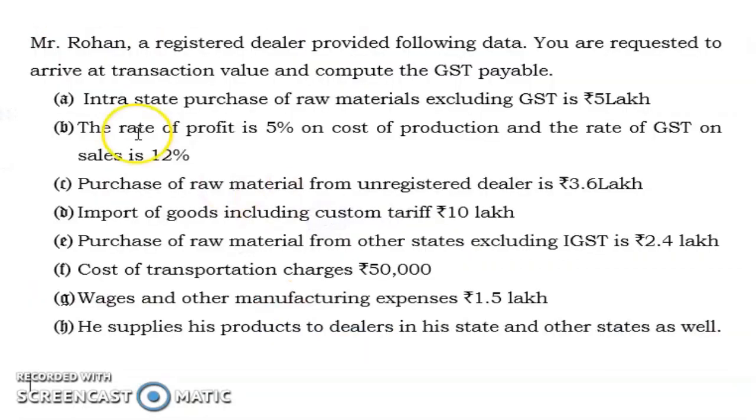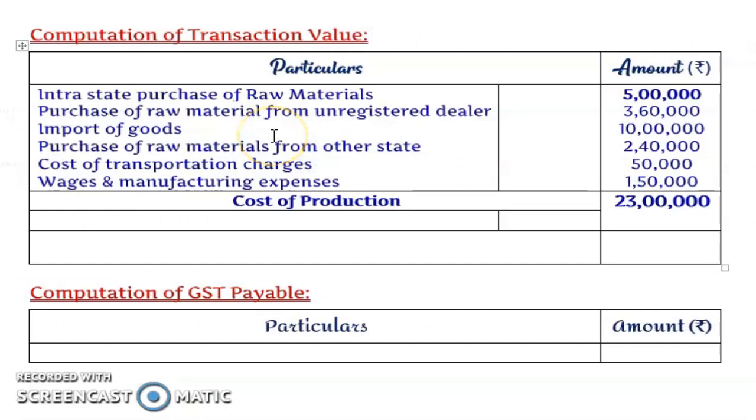Now on this they said the rate of profit is 5%. On this we have to add, what we need to add. We need to add one component which is called profit. Okay, profit at 5%. So that should be charged on cost of production. So 23 lakh into 5%, which is equal to, if you find the value, which will be 1,65,000. Let's check it once.